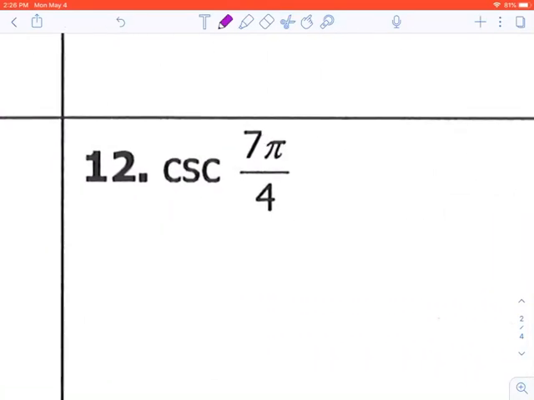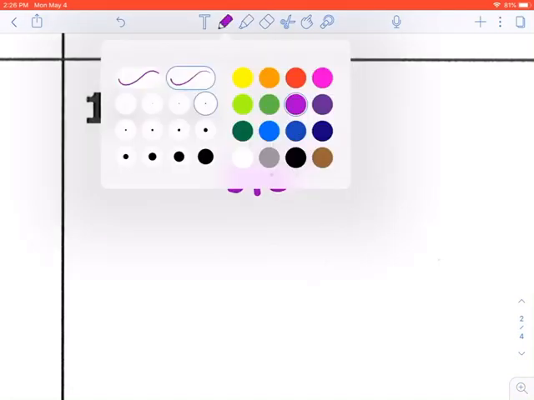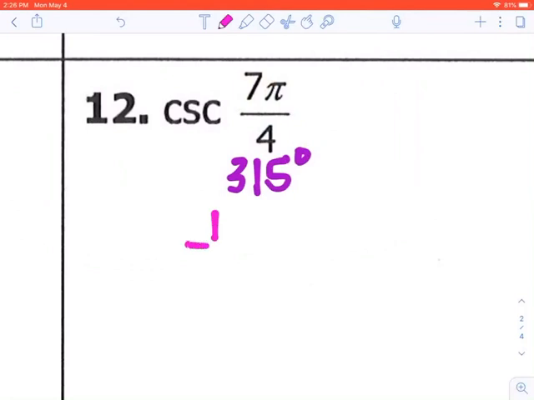Cosecant of 7 pi over 4. 7 pi over 4 is 315 degrees. So, you can do this again a couple of different ways. Cosecant is going to be 1 divided by y. If I look at my y value for 7 pi over 4, I see that it's negative root 2 over 2.